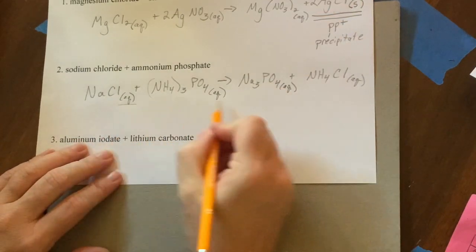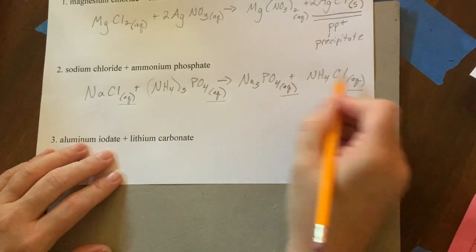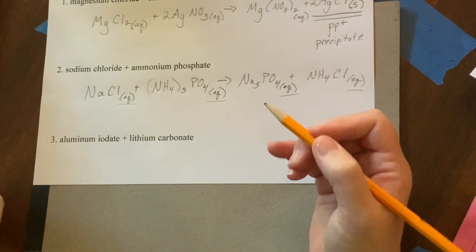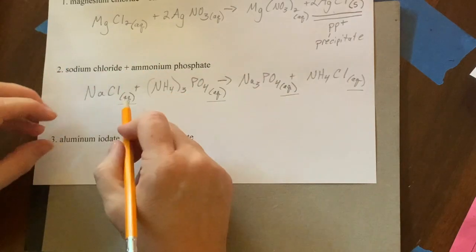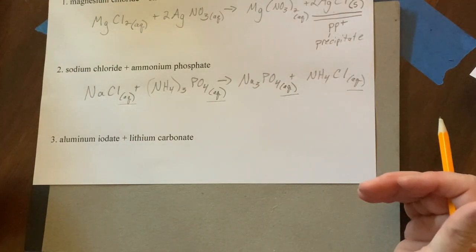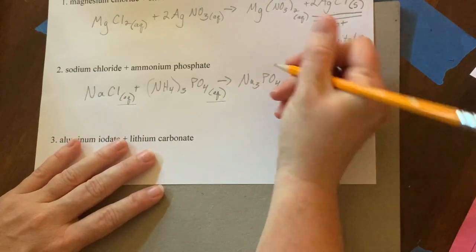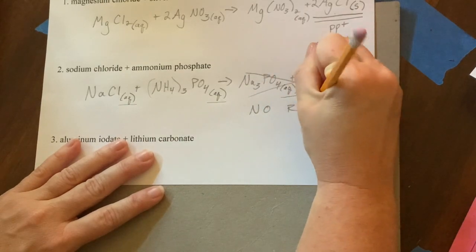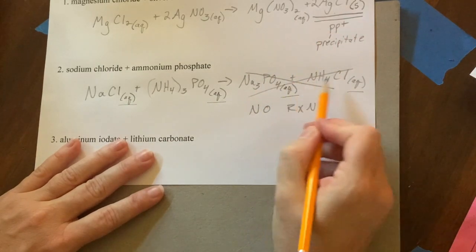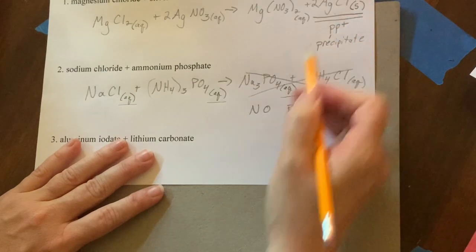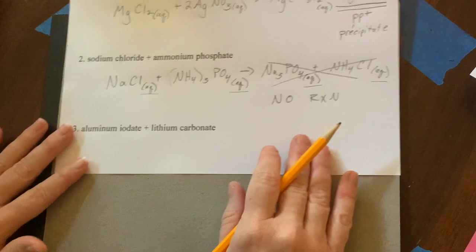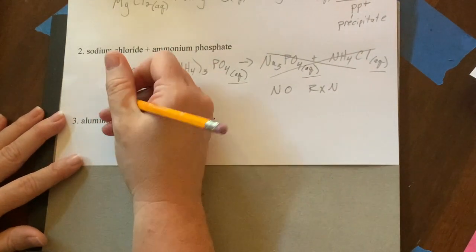If you notice here, both of my products are aqueous. I actually didn't form a solid. I didn't form a new substance, because what's really going on is when these are aqueous, it means that they're floating around as their ions. I didn't create anything new. So this one actually doesn't happen. I should cross this out and write no reaction. If you do not form a precipitate like we did up here, there is no reaction. So let's see if we get a reaction for number 3.